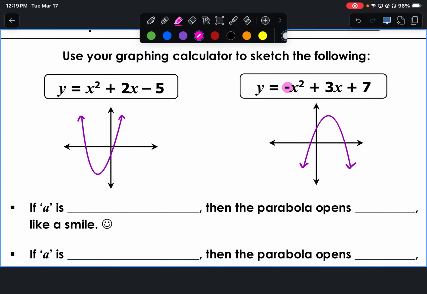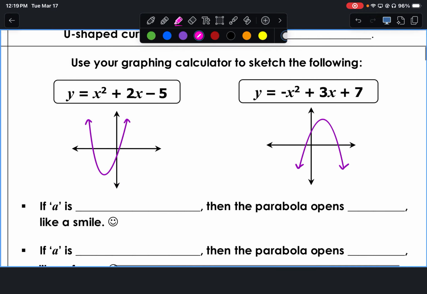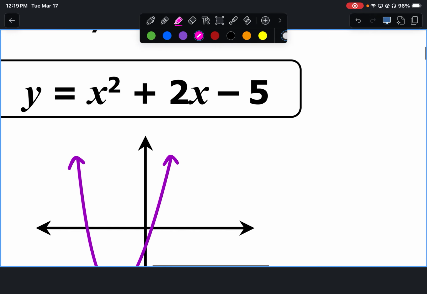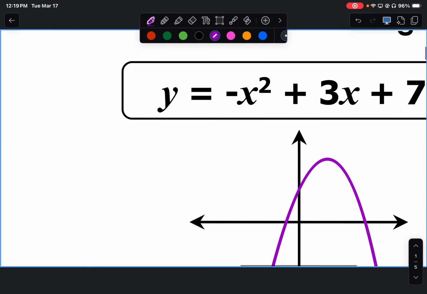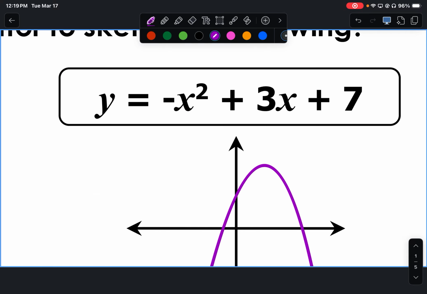So what is our a term in the first one? It's not x squared, but it's 1. It's what's in front of x squared. Now, what's our b term? What is our c term? Okay, now let's do the same thing for the second one. What is our a term? Negative 1. What is our b term? 3. What is our c?